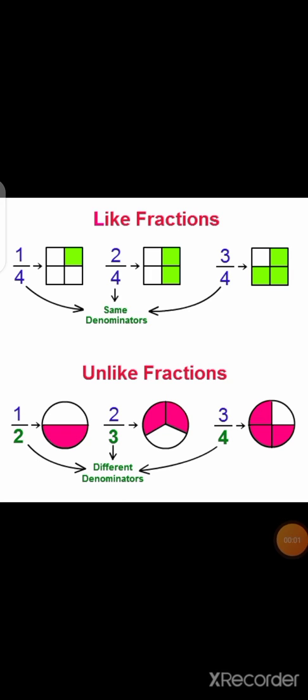In 1 over 2, 2 over 3 and 3 over 4, in all these fractions denominators are different. So when you have different denominators, the fractions are unlike fractions. We have also done about equivalent fractions.